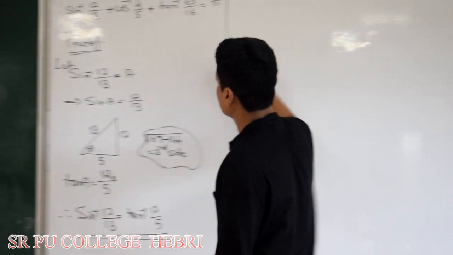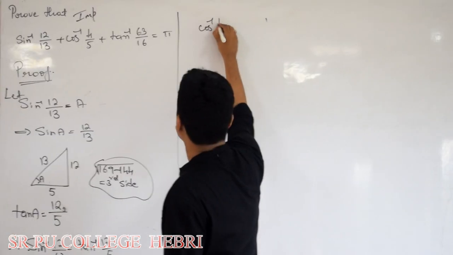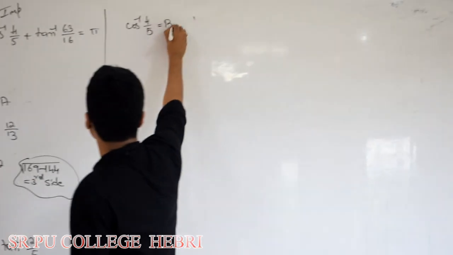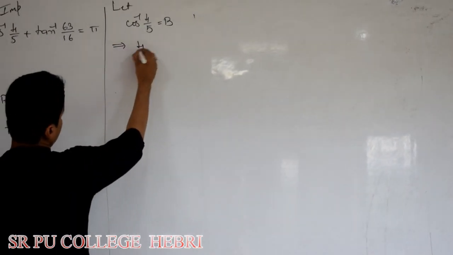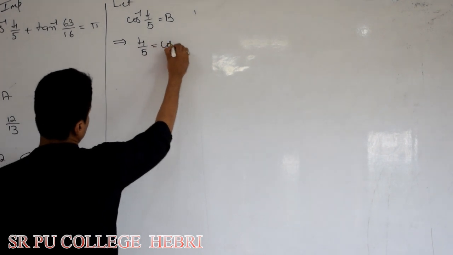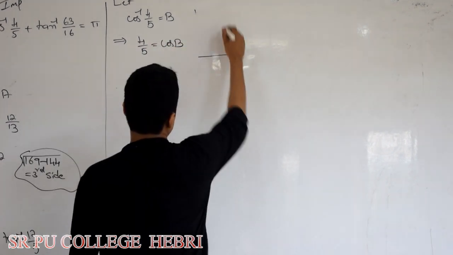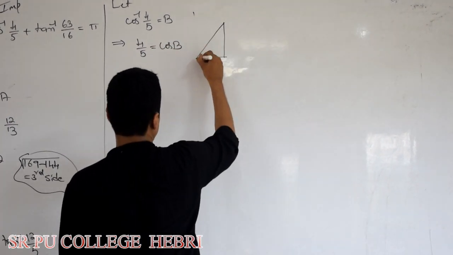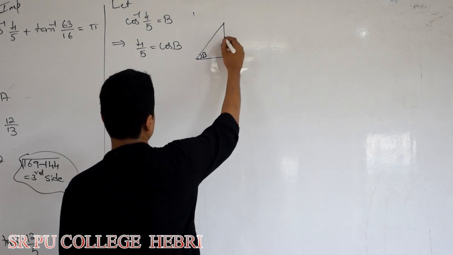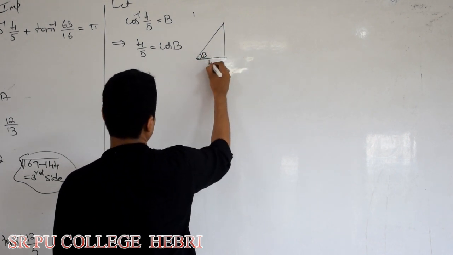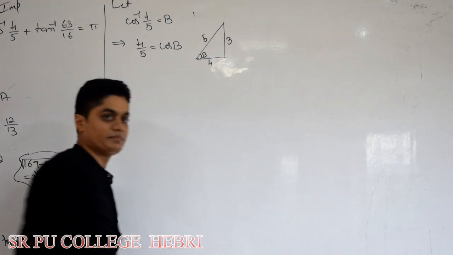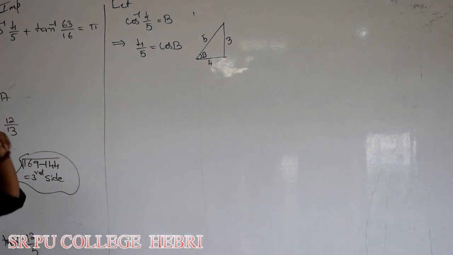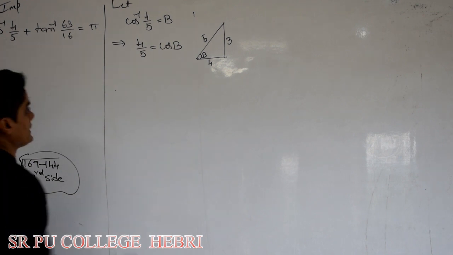Next, cos inverse of 4 by 5. Let it be B. So this implies 4 by 5 is equal to cos B. Again consider one right angle triangle with the angle as B. What is the definition of cos theta? Yes, adjacent by hypotenuse. So which is the third side? It must be 3 because 3, 4, 5 are Pythagorean triplets.